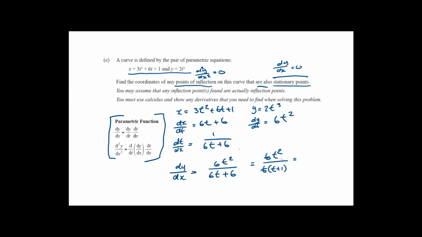All right. Now what do we do? Well, we set that equal to 0 and solve. Let's multiply both sides by the denominator, and we're left with t squared equals 0. 0 times all of this is 0. So there is only one solution, and that is t equals 0.